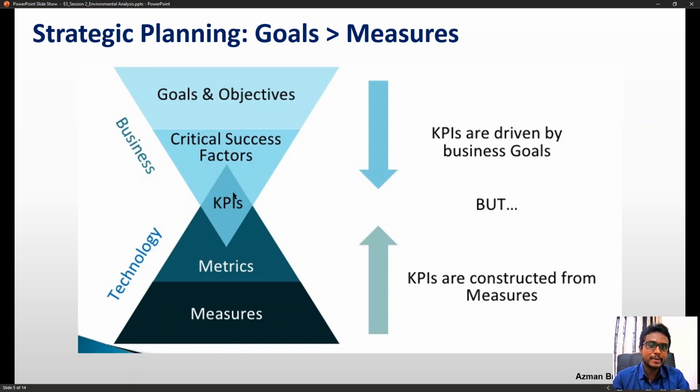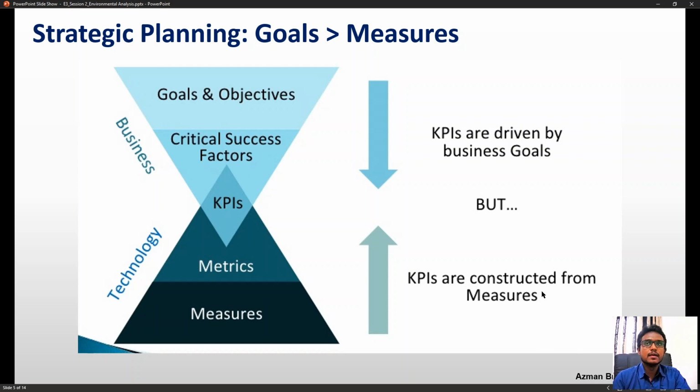You should be able to measure in some way or form, and the tools that are available for you to measure KPIs, to quantify KPIs, are the metrics and the measures that are used. Technology has been a significant enabler, significant contributor to enabling measures and metrics. So KPIs are driven by business goals, but KPIs are constructed from measures.